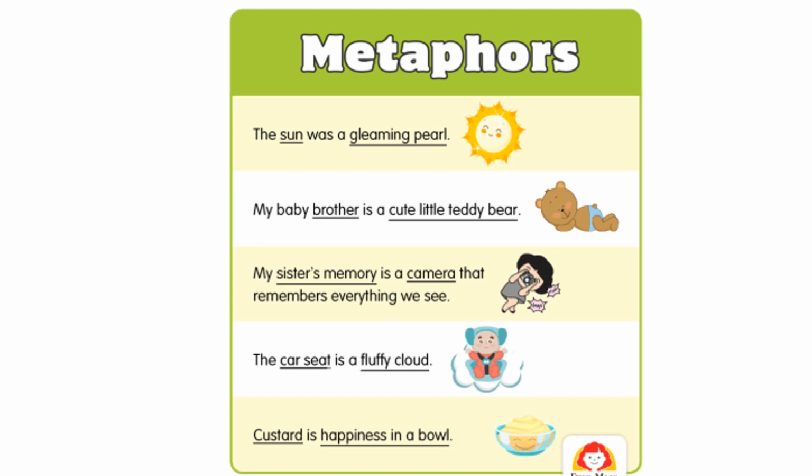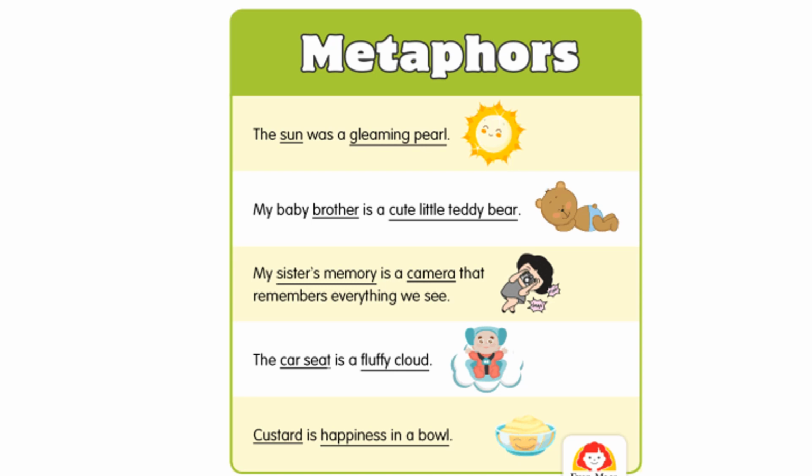My baby brother is a cute little teddy bear. So we're comparing the brother to a cute little teddy bear, without using the word as or like. My sister's memory is a camera that remembers everything we see. So it's comparing the sister's memory to a camera, directly saying it without saying like. Instead of saying my sister's memory is like a camera, you say is a camera.